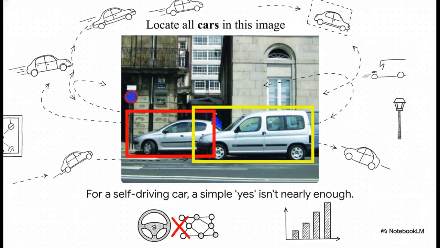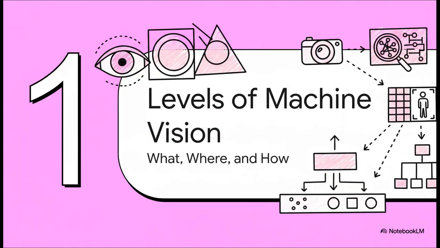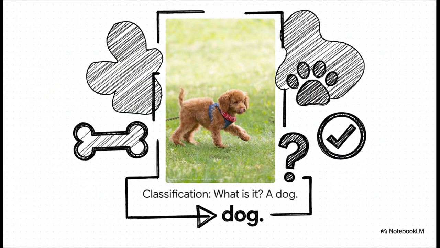It needs the details. So, this whole needing more detail thing brings us to the different ways a computer can see. It's not just one skill. It's more like a ladder of understanding, from super basic to incredibly specific. Okay, so at the very bottom rung of that ladder, you've got something called classification. This just answers the "what is it?" question for the whole picture. The AI takes one look at this, and its only job is to say dog. That's it. It doesn't know where the dog is, just that a dog is somewhere in the frame.